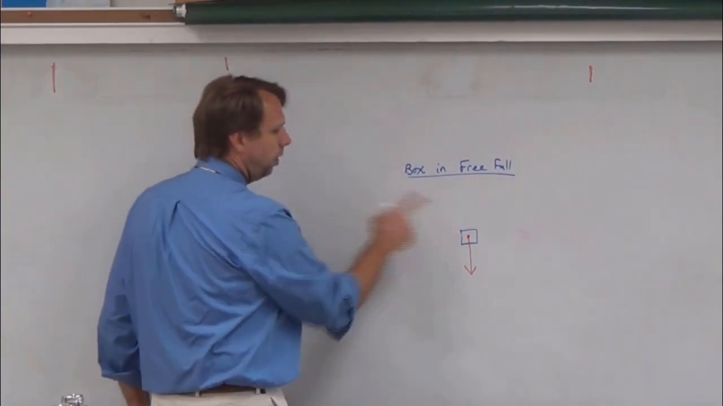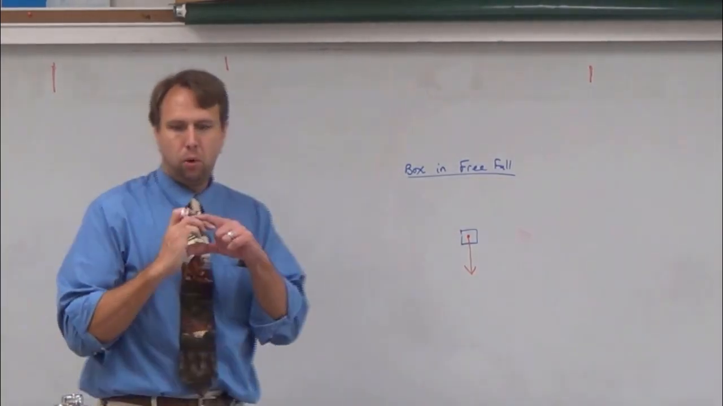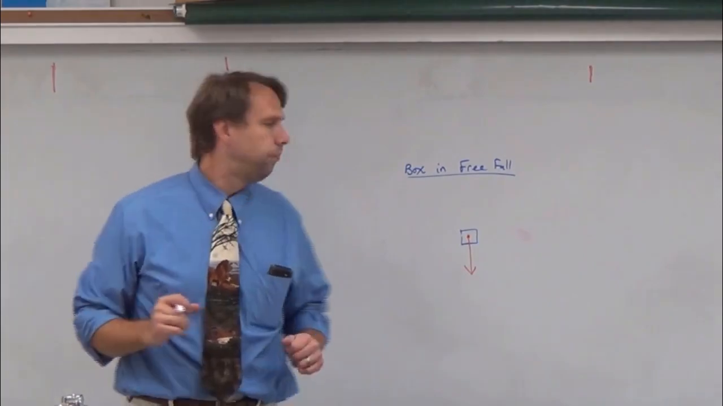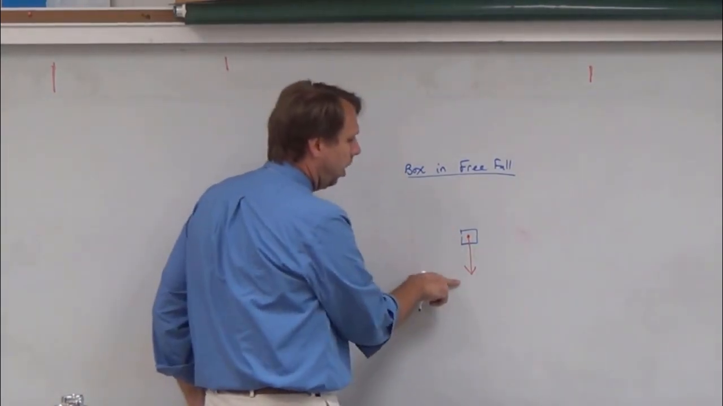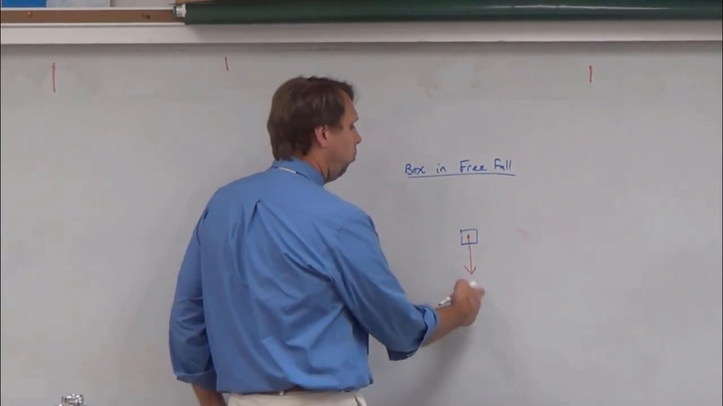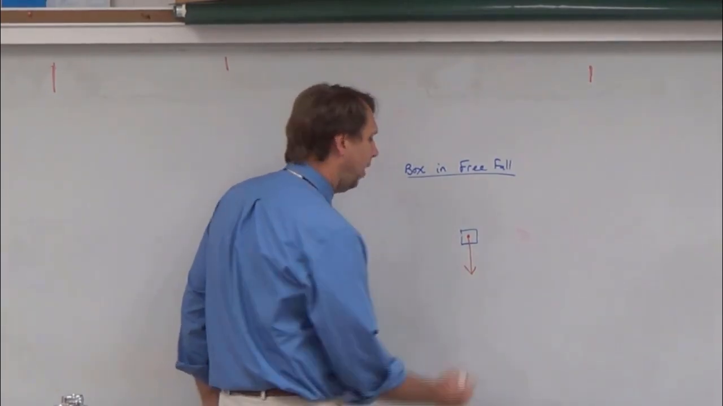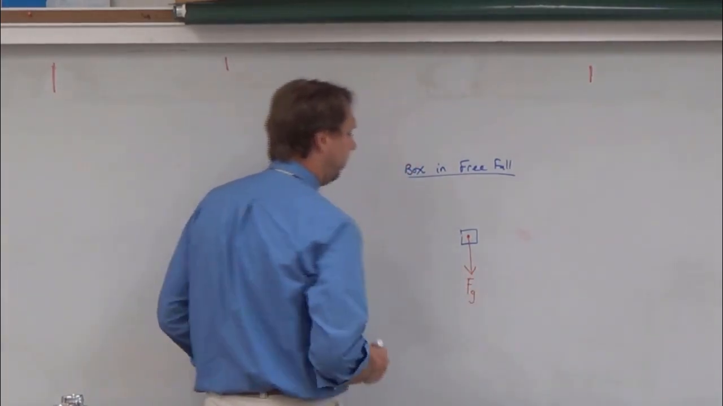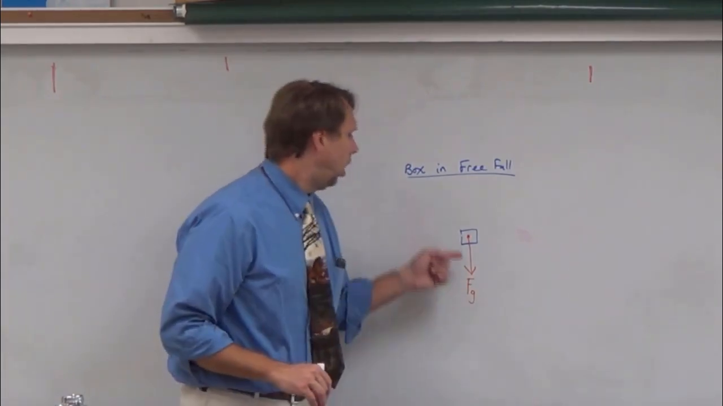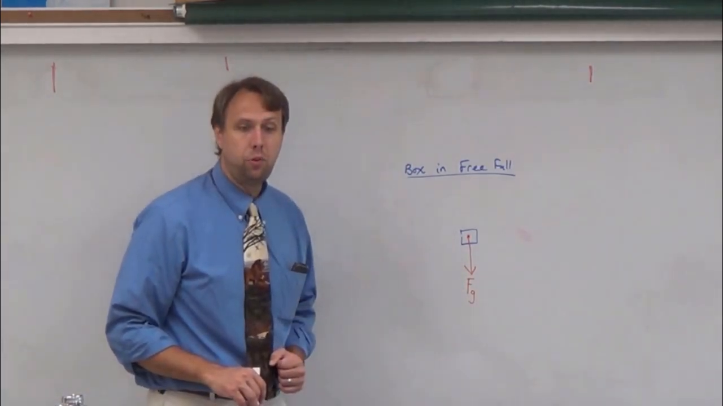It's important that your arrows start within that given parameter and not off to the side of it. But we have one force going down. Notice the arrow is going out of the object, not into it. And we have to have a label. That arrow means nothing until we label it as force of gravity. So the only force acting on a box in free fall is force of gravity.